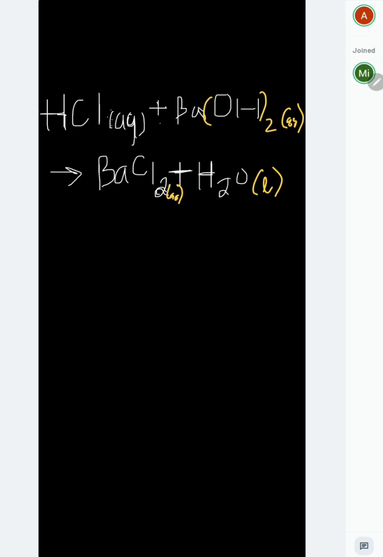Okay. So we don't include water. No, because there's no solid here, it didn't say a precipitate is produced. It says neutralization reaction. So you balance. Okay, everything is correct except you balance it.